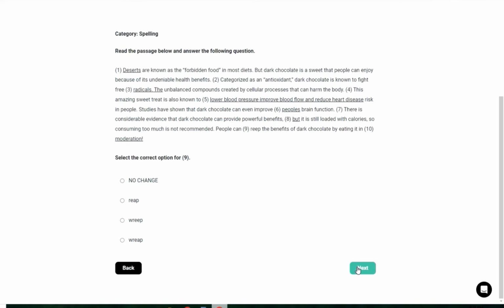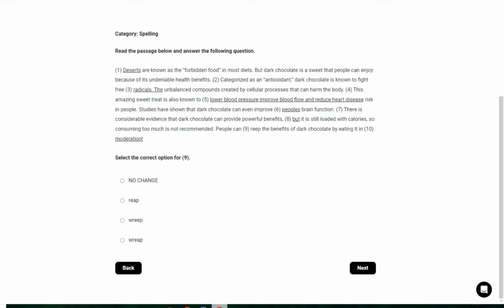And so if you know what this word means, then it's a common phrase, you reap what you sow. And this is kind of in the same sense. It's saying people can reap the benefits of dark chocolate by eating it in moderation. So you can still gain these benefits just by being a little bit more careful because, like it says in the previous sentence, it's still loaded with calories. So don't eat too much.